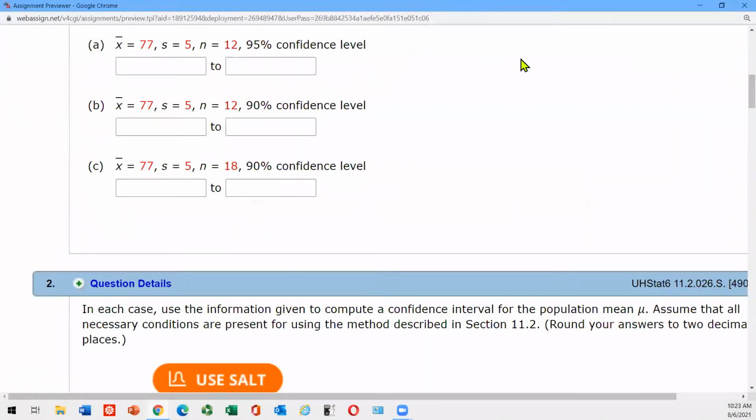Yes, what homework assignment is this that you're currently on? This is 11B. Okay, thank you.